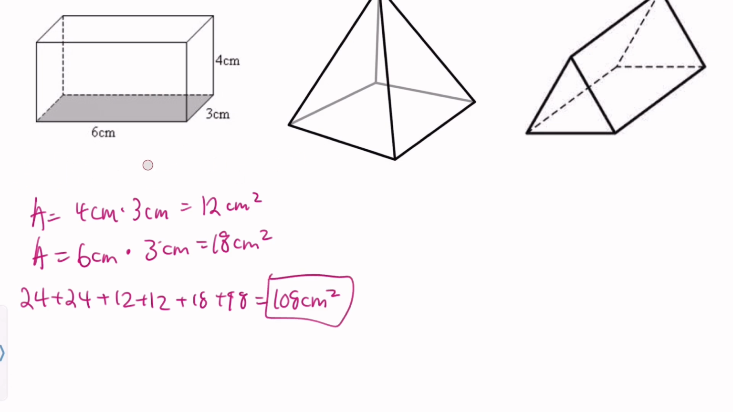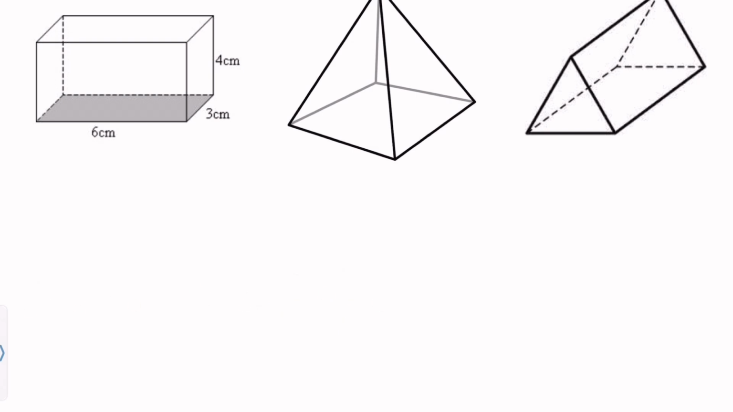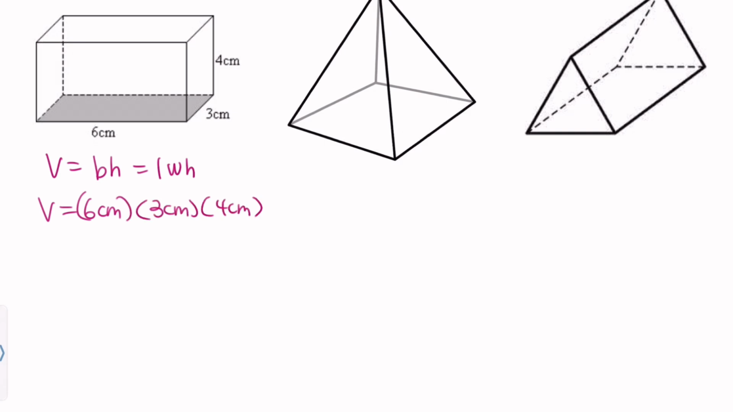And then let's go over volume really quickly. Volume of a rectangular prism is just base times height, which is also length times width times height in this situation. So the volume is going to be equal to length, which is 6 centimeters, times the width, which is 3 centimeters, times the height, which is 4 centimeters. The volume comes out to be 72 centimeters cubed. You always want to remember to include the units.